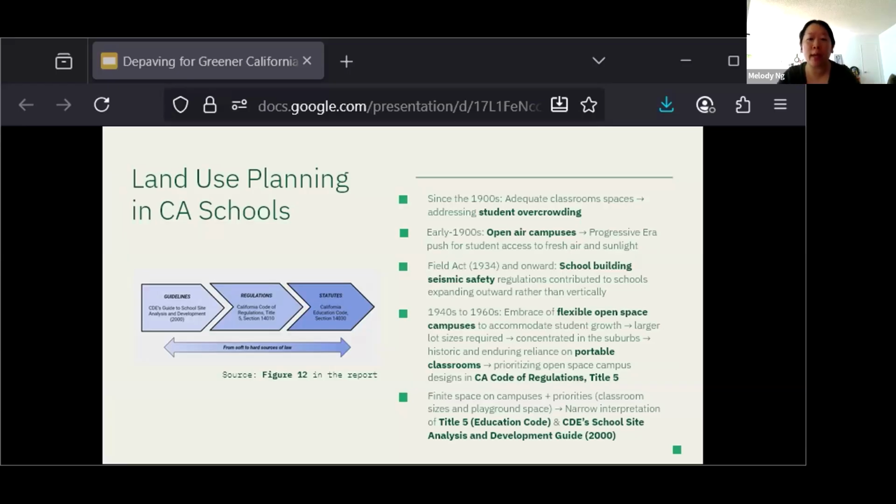constructed during this period being located in the suburbs where land was more available and where most new schools continue to be built. The flexible open planning model was important for school administrators who anticipated increased student enrollment in future years with the student boom during those post-war years, and then at the same time, a lack of consistent funding to support new school construction.